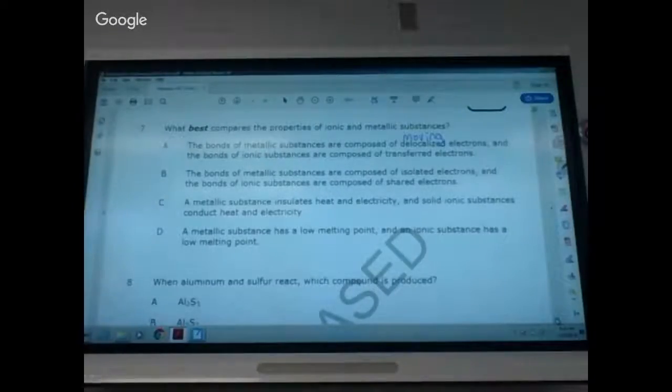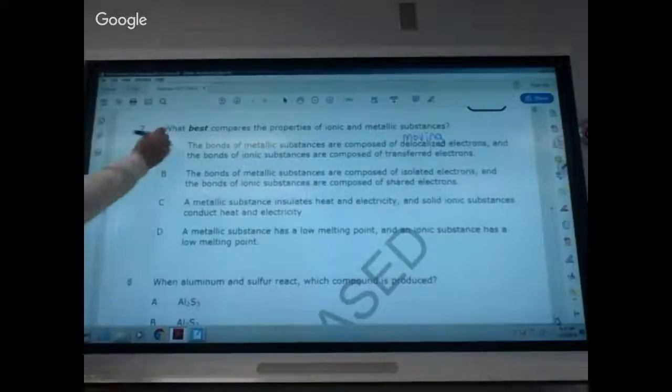A metallic substance insulates heat and electricity, and solid ionic substances conduct heat and electricity. A metallic substance has a low melting point, and an ionic substance has a low melting point. All right, which one do you like? A is the right answer.